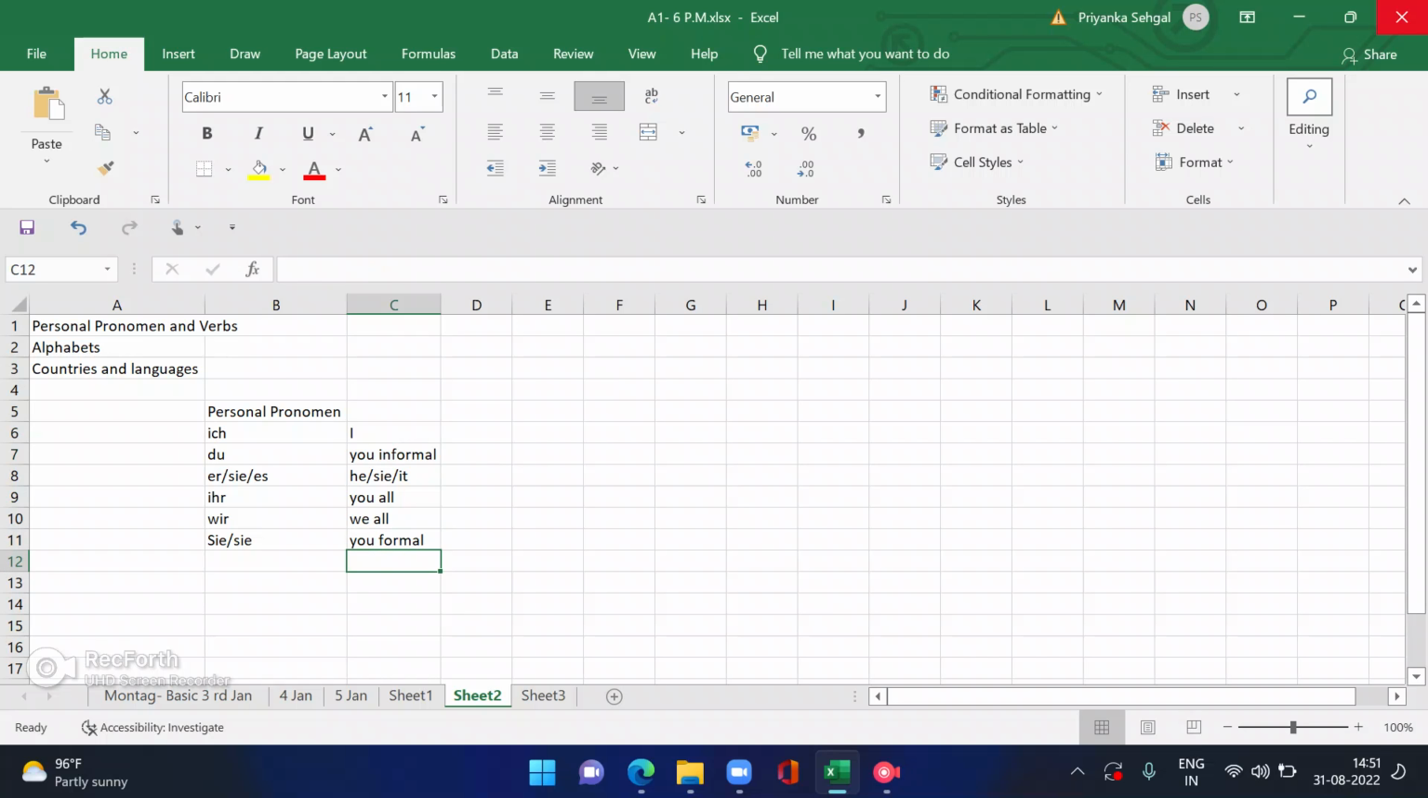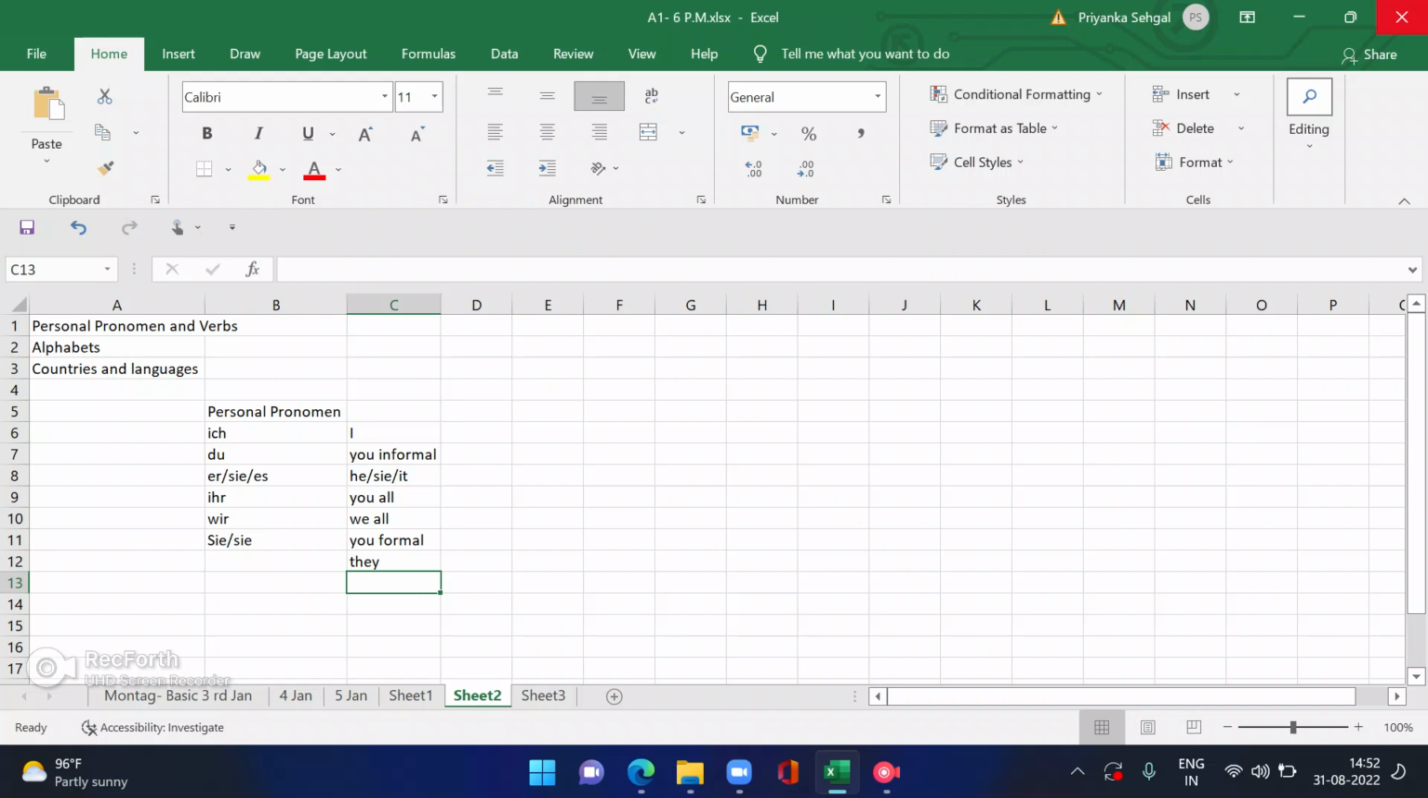Then small s is what? They. For example, I'm talking about my parents. They live in India. They are going to Germany. So they, when I'm talking about third person, informally. So that is what it is, they. I hope it is clear.